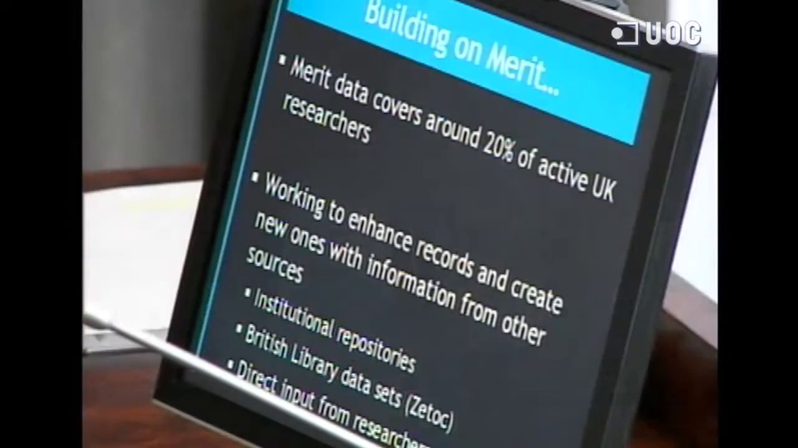Okay, so the merit data from the RAE in 2008 covers, we think, about 20% of active UK researchers. So we've got a fifth of UK researchers in the system as a result of that exercise. And we're now looking to expand what's in the system to cover more of the UK's active researchers. And to do that, we're dealing directly with institutional repositories in the UK and getting them to send us their lists or to harvest their repositories and get the data that way.